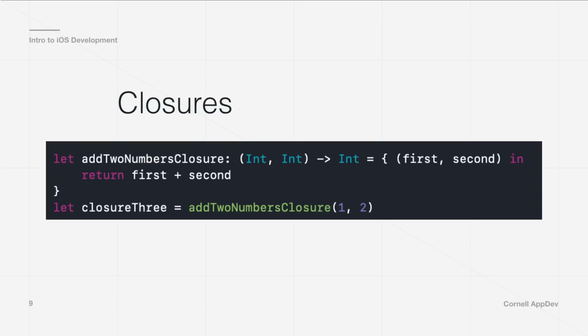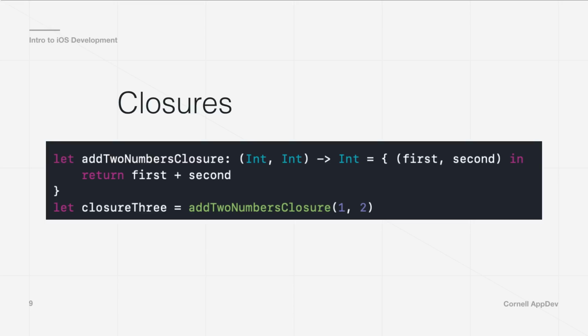Yeah, 3. Do you want to explain how you got that? Because 1 and 2 are basically the arguments, and then they go into the first and second variable, and then you just return them added together.